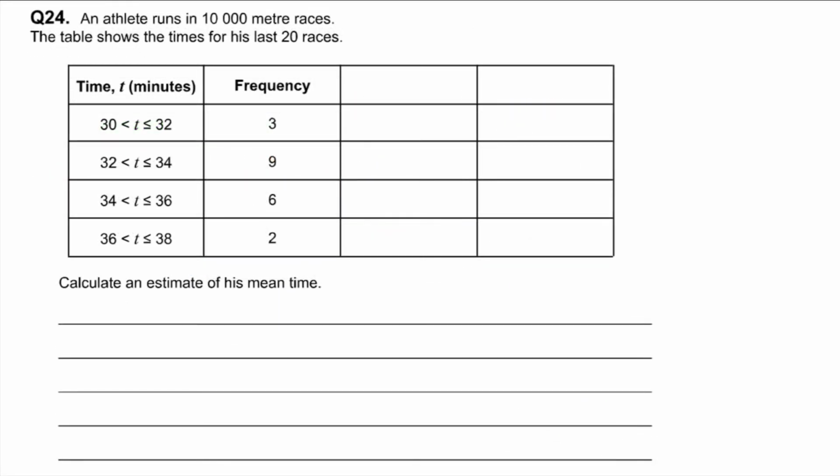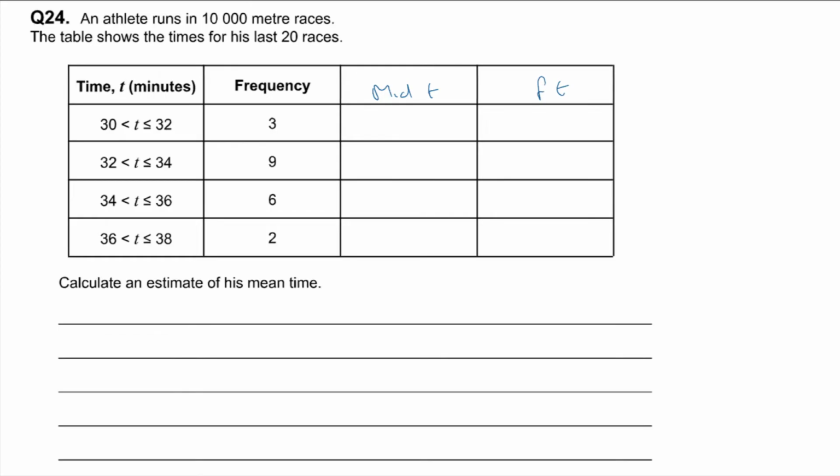Question 24. An athlete runs in 10,000 meter races. The table shows the times for his last 20 races. So I've got time in T minutes. Some races he ran 30 to 32, then 32 to 34, 34 to 36, 36 to 38, on various frequencies. We need to calculate an estimate of his mean time. So I'm going to do the same thing as the last question. I'm going to find the mid values first, so mid T, and then we're going to do FT, frequency times the mid T.